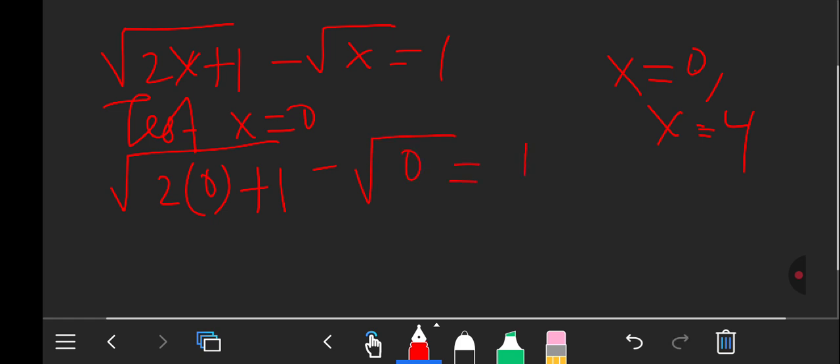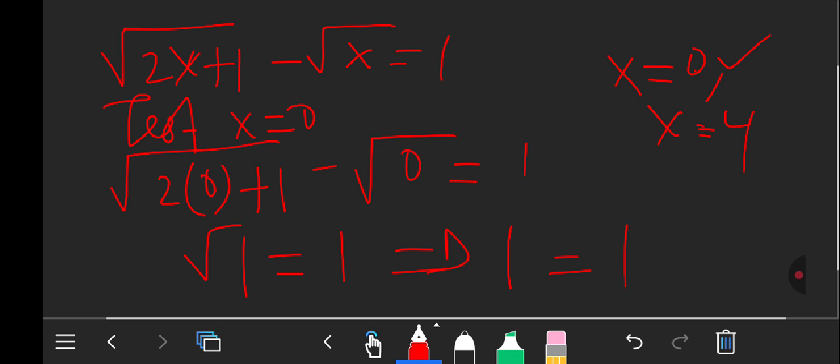Let's find here 2 times 0, that is just 0. So you are going to remain with square root of 1 minus 0, so it will just be square root of 1. We know that the square root of 1 is just 1. 1 is equal to what? 1. So x is equal to 0 is part of the answer.